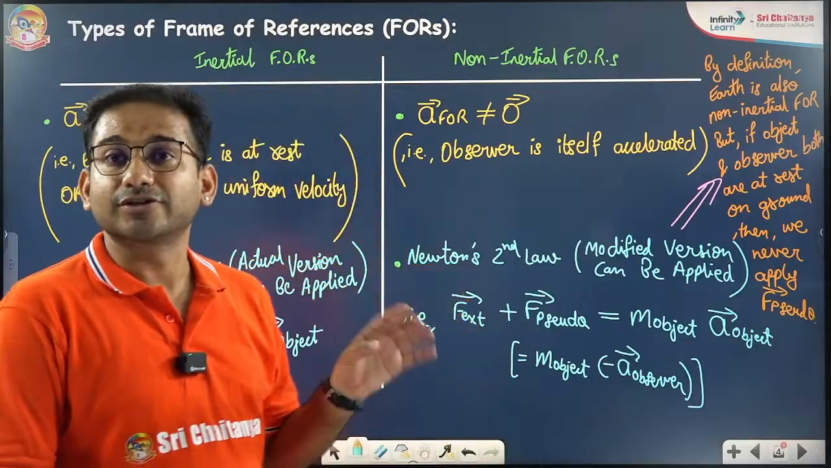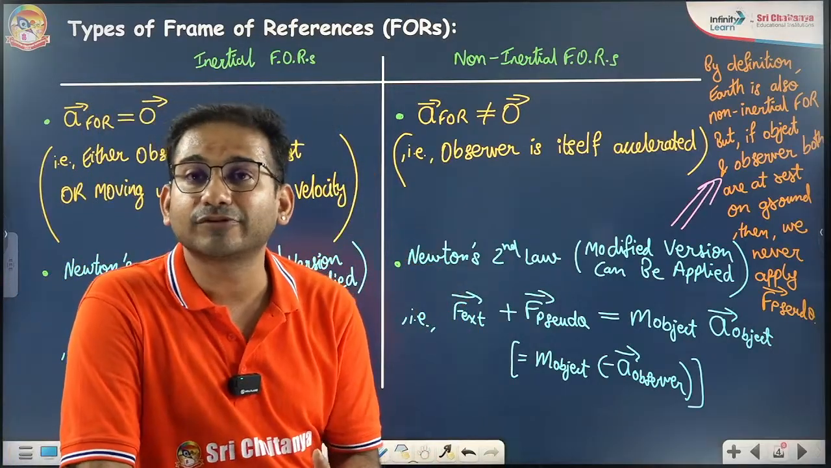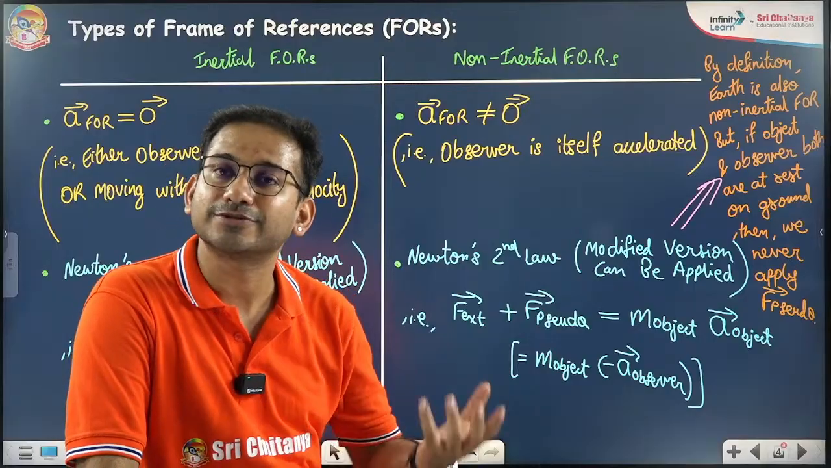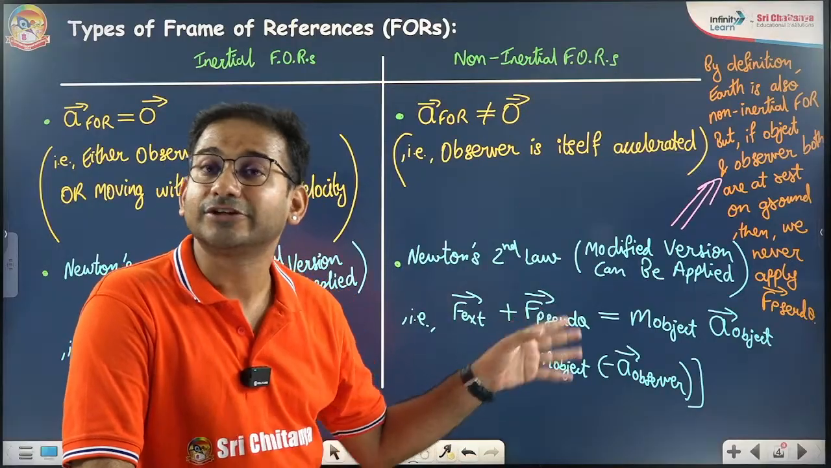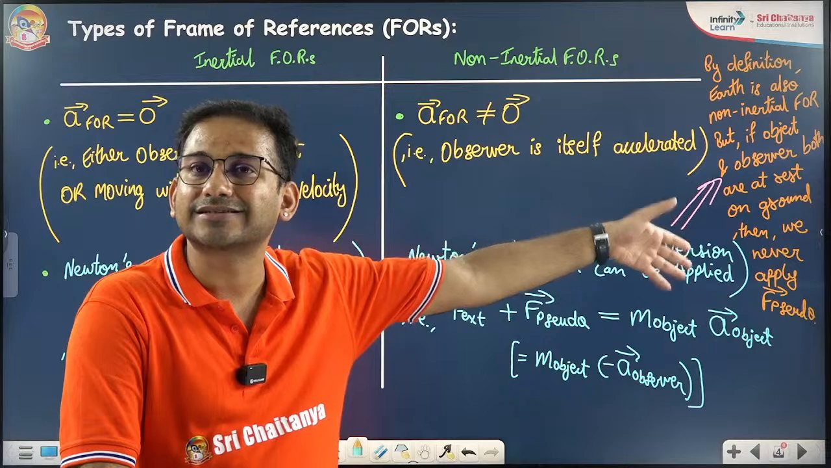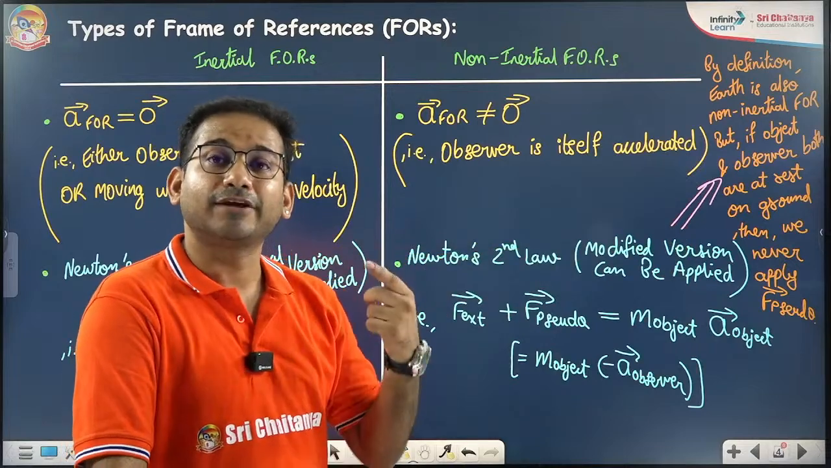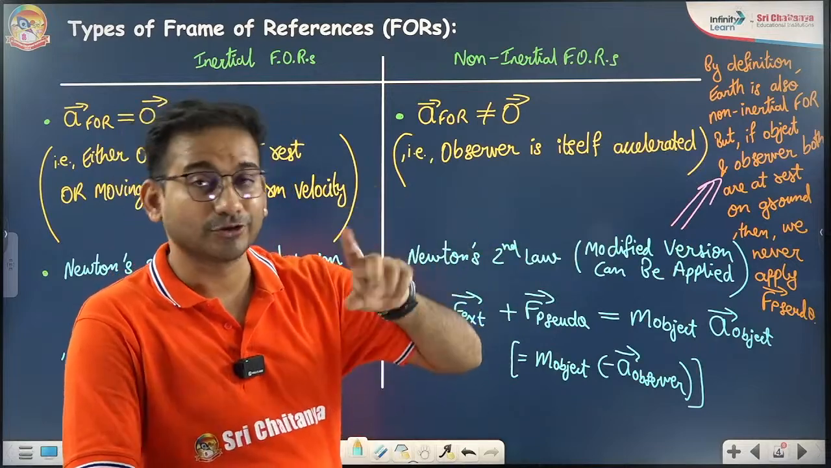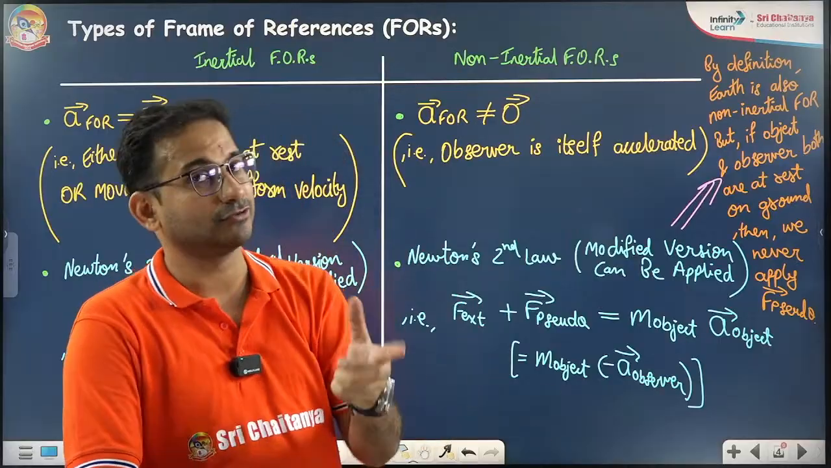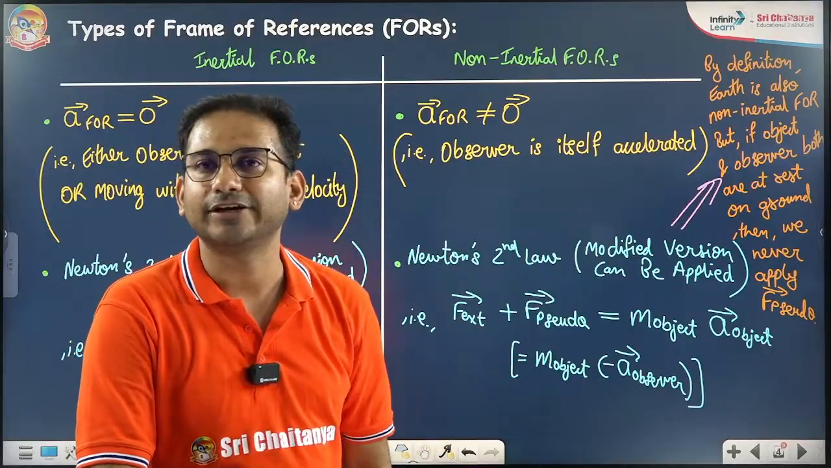If there is no relative acceleration, so mathematically there is no need to apply pseudo force. So pseudo force is generally applied when the acceleration of frame of reference is non-zero, which means the observer is accelerated. By definition, Earth itself is considered to be accelerated and hence non-inertial. But if you as an observer are on Earth, you are observing the object on the Earth, there is no relative acceleration, hence there is no need of pseudo.